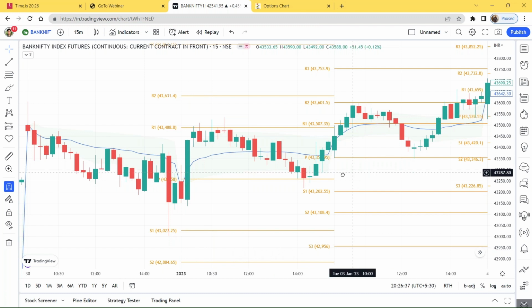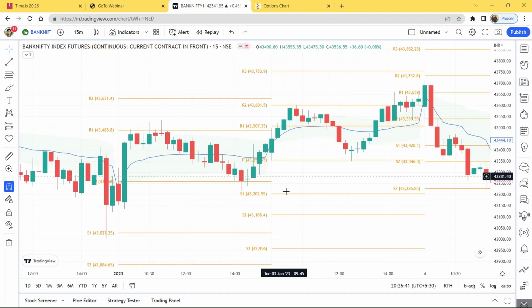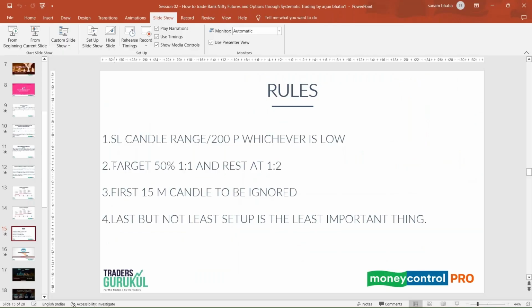Now let me give you a few more examples of buying trades so that our buying setup gets clear. First, stop loss would be candle range or 200 points, whichever is low. This point is clear. Now the second rule: target. If you are trading more than one lot, like two, three, four, five lots, then you have to book 50% of your positions at 1 is to 1. What does 1 is to 1 mean? 1 is to 1 risk reward means if you are taking a stop loss of 200 points, then you have to book 50% profits at a 200 points target and the rest at 1 is to 2.